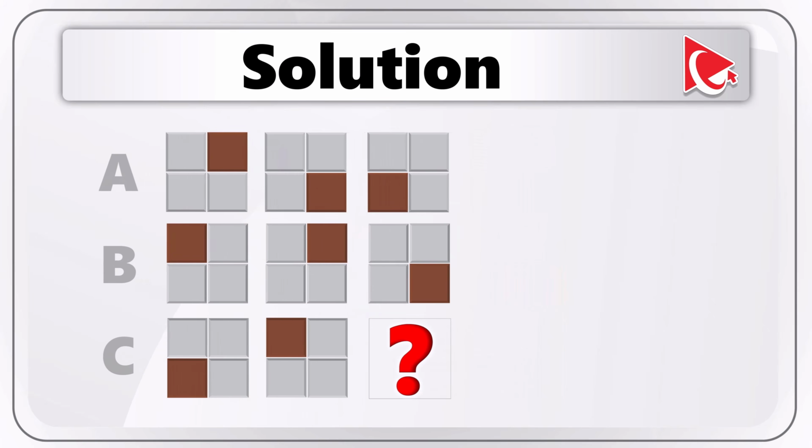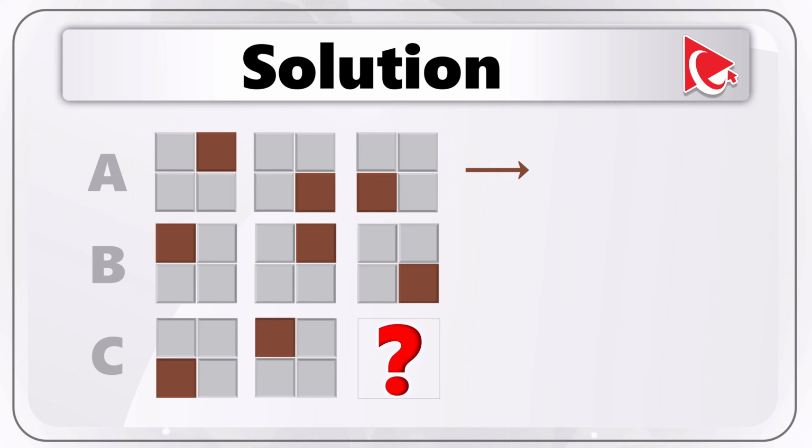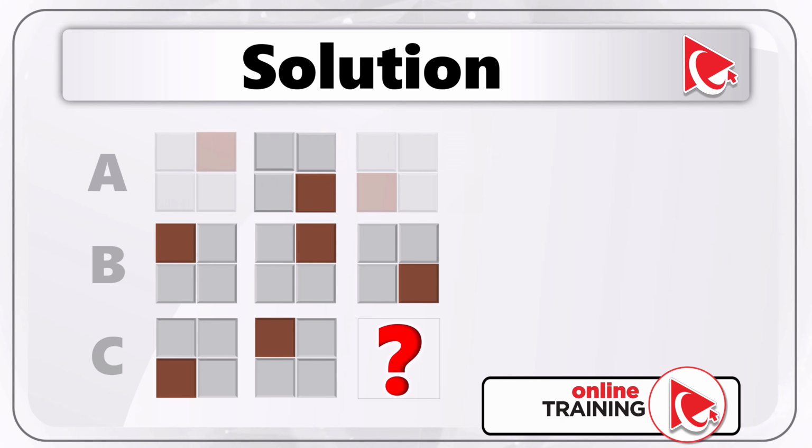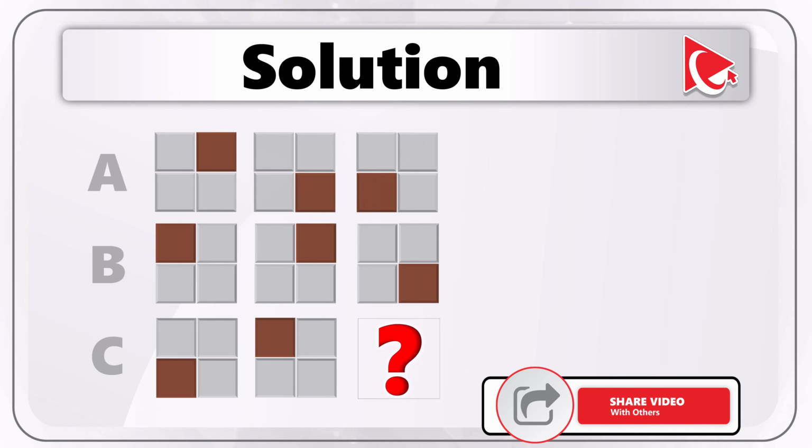Now let's look closely at the darker squares in row A. From left to right, the darker square shifts clockwise when we go to the next item. For example, in the leftmost column, the darker square is in the upper right, then it shifts to the lower right, then it shifts to the lower left. If you look closely, the pattern continues in row B.